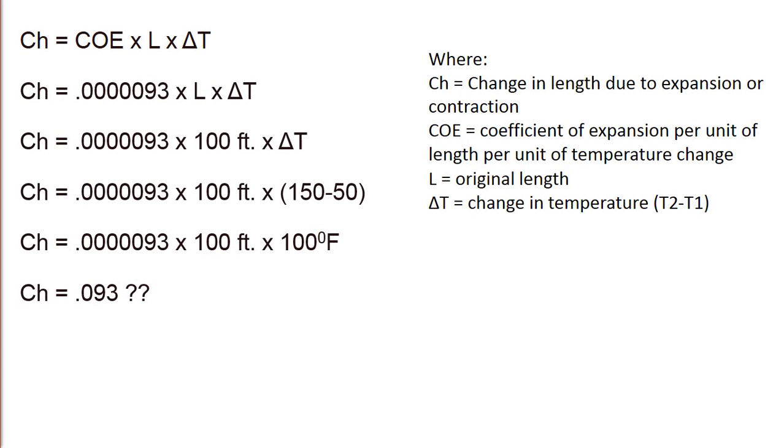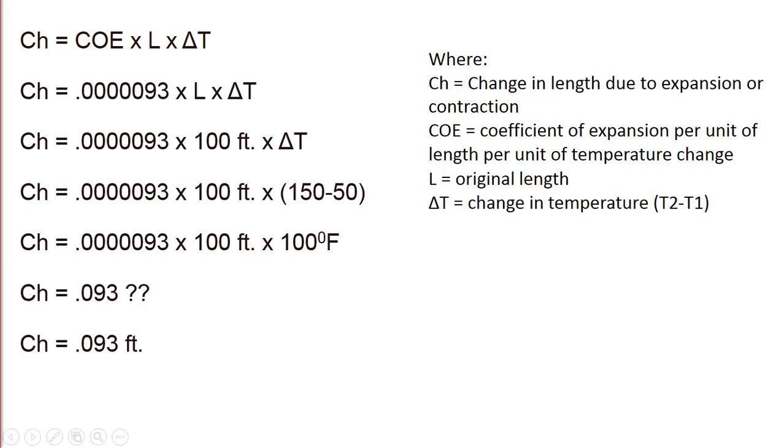0.093. But what is 0.093? Well, it's the total amount of expansion in whatever units we used in the formula. So we used the length in feet. So this number is 0.093 feet of expansion.